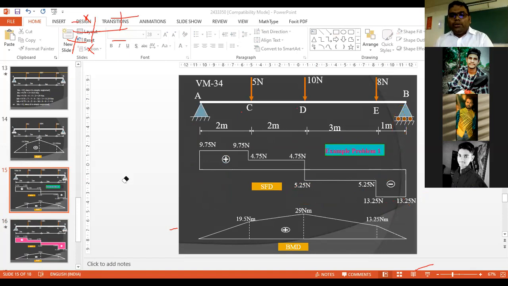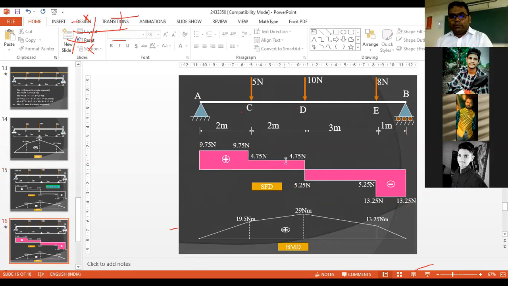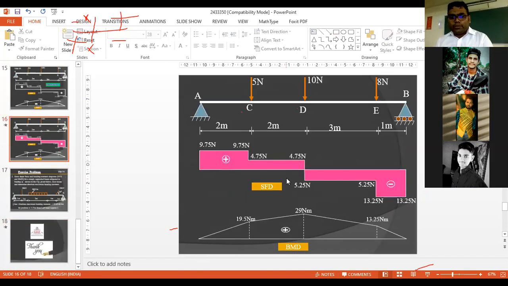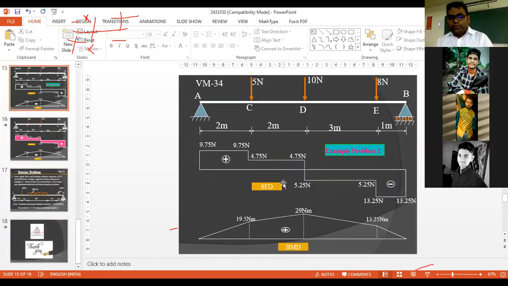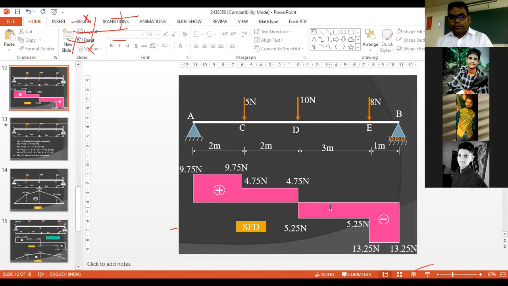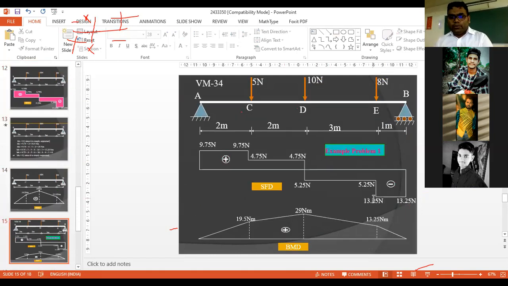So this is a final shear force and bending moment diagram, ऐसे आपको बनाना पड़ेगा, ओके, इस तरह से.